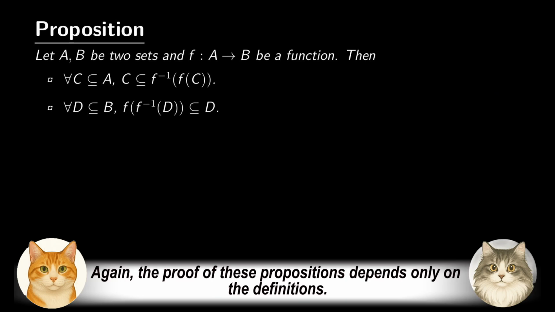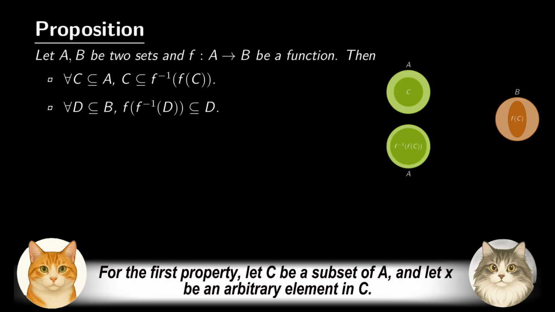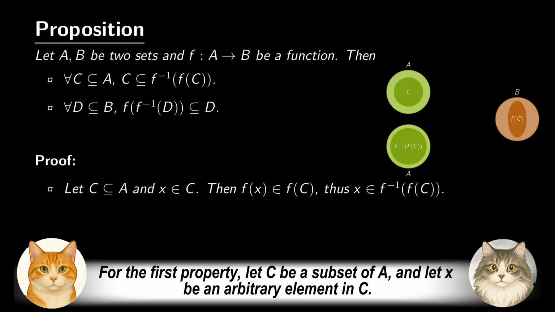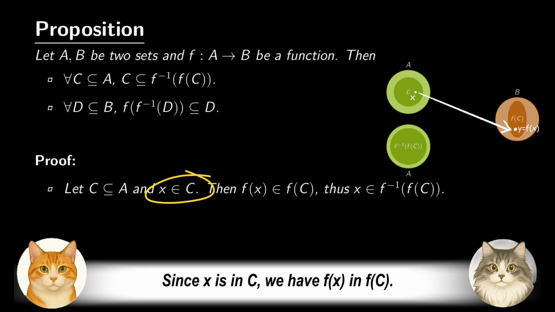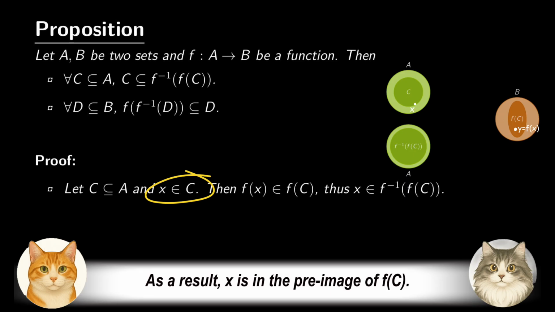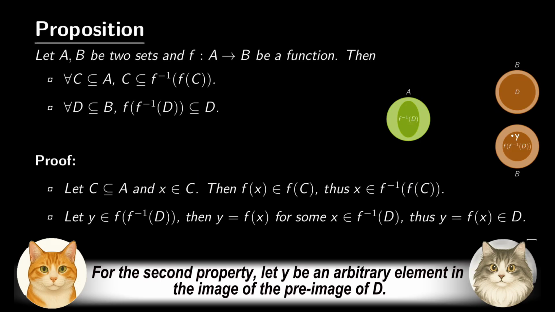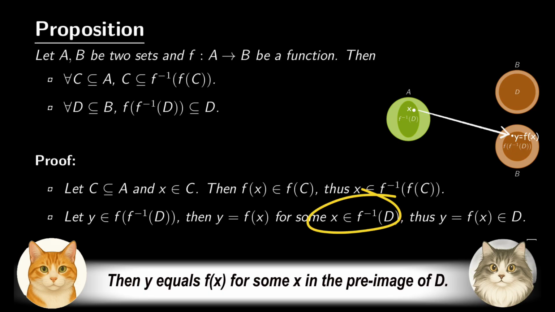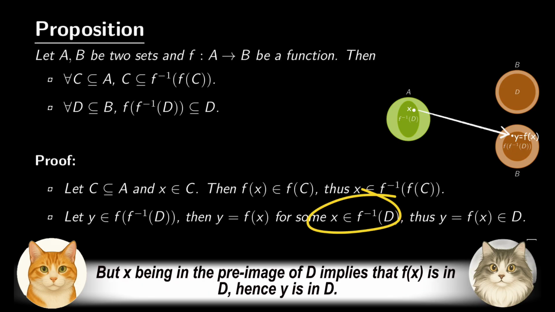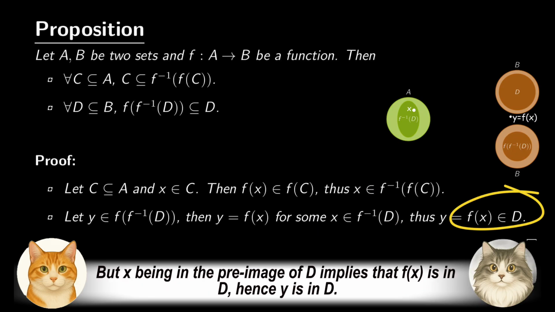Again, the proof of these propositions depends only on the definitions. For the first property, let C be a subset of A, and let x be an arbitrary element in C. Since x is in C, we have f(x) in f(C). As a result, x is in the preimage of f(C). For the second property, let y be an arbitrary element in the image of the preimage of D. Then y equals f(x) for some x in the preimage of D. But x being in the preimage of D implies that f(x) is in D, hence y is in D.